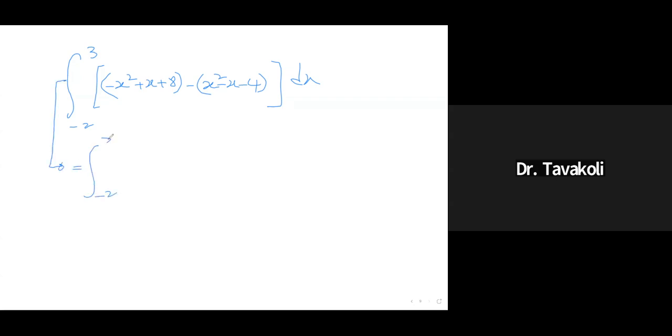So let's do that first. Let's combine like terms, of course, distributing the negative over these parentheses. And then minus x squared is minus 2x squared, x plus x is 2x, 8 plus 4 is 12. Antiderivative of minus 2x squared is minus 2/3 x cubed. Antiderivative of 2x is x squared. Of course, after simplifying, it becomes x squared. Antiderivative of 12 is 12x.